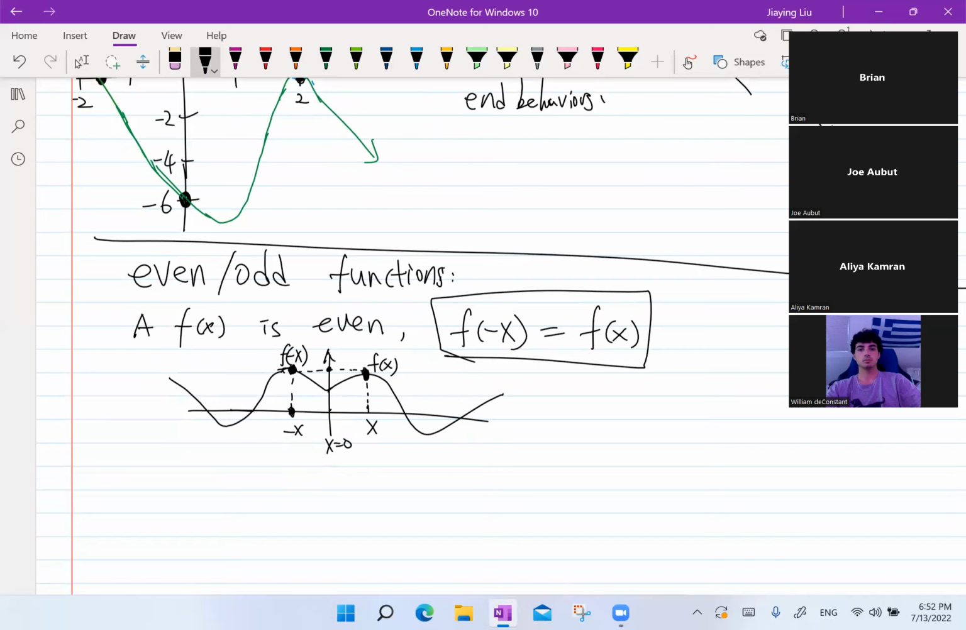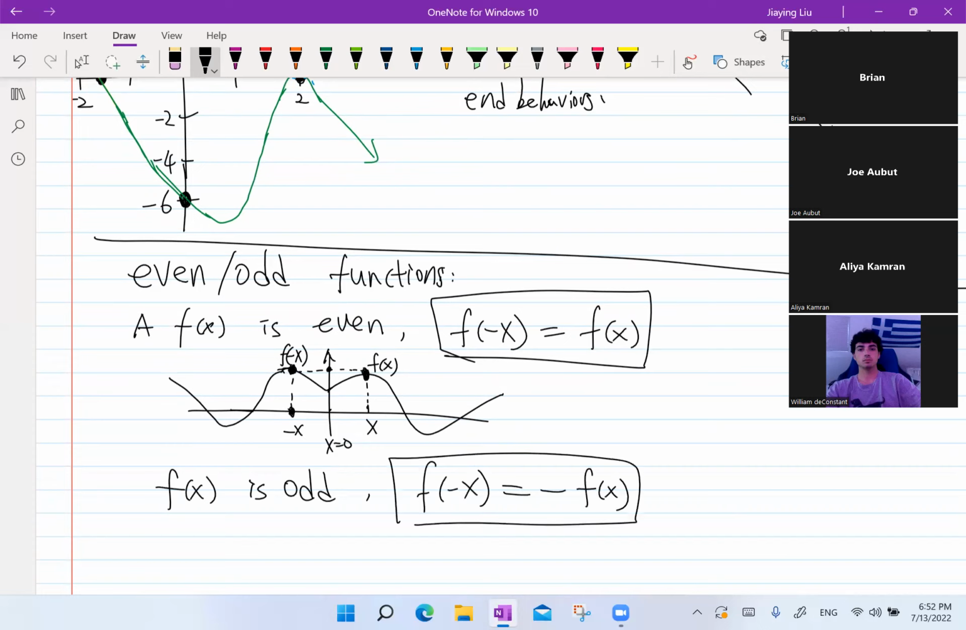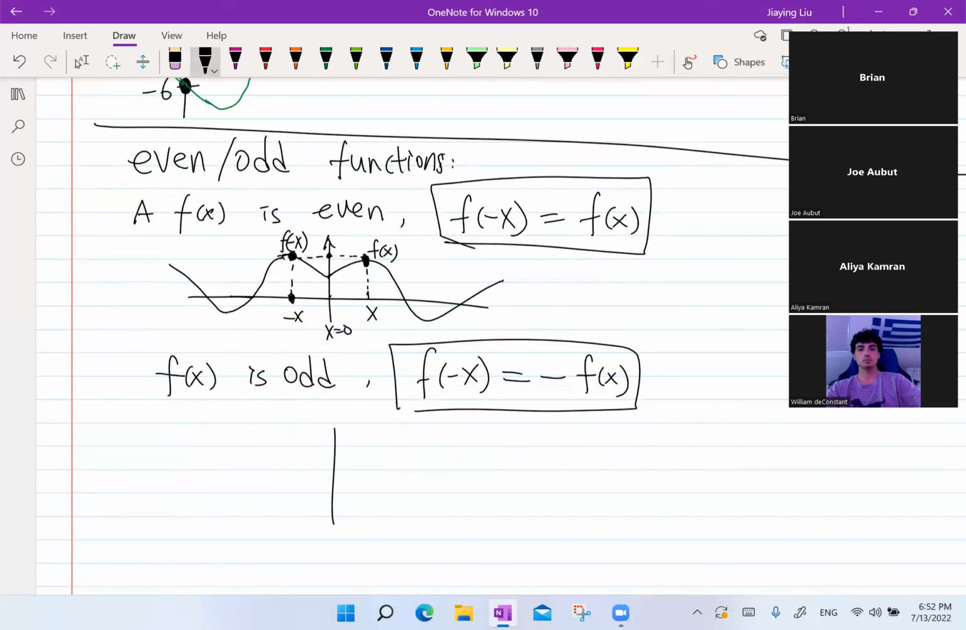And then for a function to be odd, so f of x is odd, then we can say f of negative x must equal to negative f of x. So if we think about graphs, and this side must look like this. So suppose this is my x value, and this corresponding y is f of x. On the left side of the origin, y-axis, I have, this is my x.